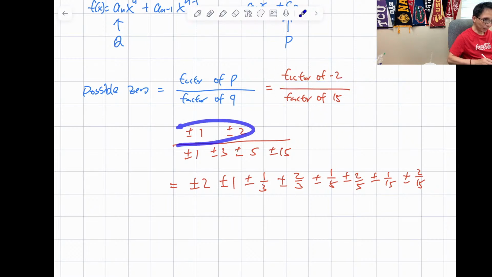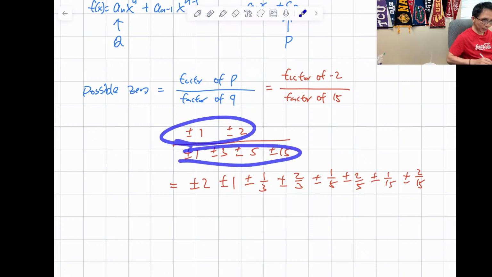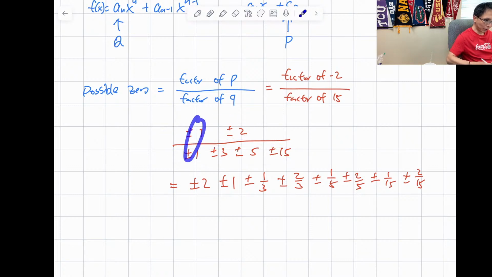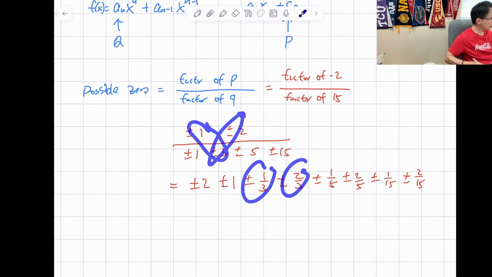Then you write down all the factors of the leading coefficient and the factors of the constant. You pair them one by one. This is 1 and 2. So this is 1 and 2. And this is another one. You got this. Does that make sense?